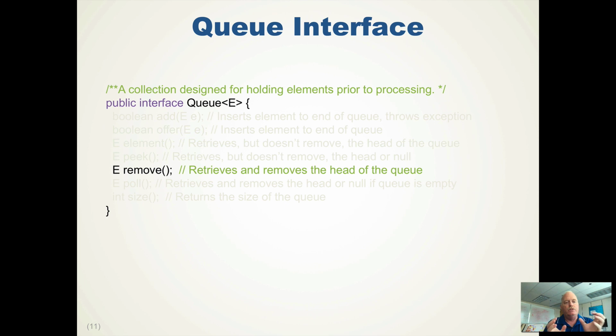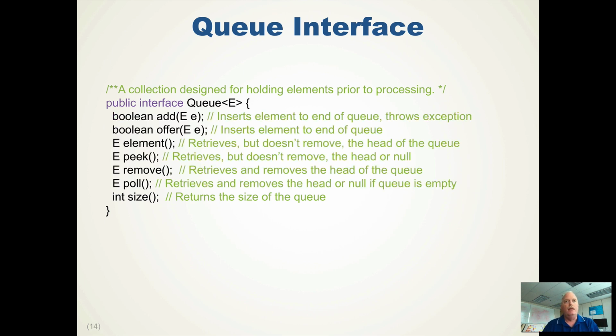The remove method will retrieve and remove the head of the queue, or the front of the queue. If the queue is empty, again, it throws a no such element exception. The poll method does the same thing, but if the queue is empty, it will return null instead of throwing the exception. And lastly, size returns the size of the queue. The size method is from the collections interface, so if you look in the Java docs, it doesn't list size as one of the methods on the queue, but I'm listing it in mine because you can ask the size of a queue. So here are the seven methods for the queue interface.